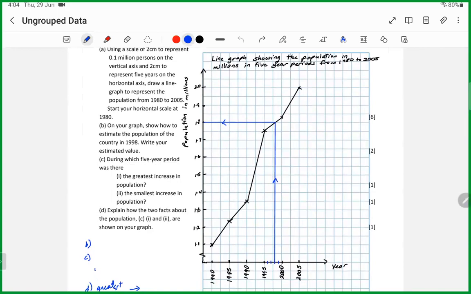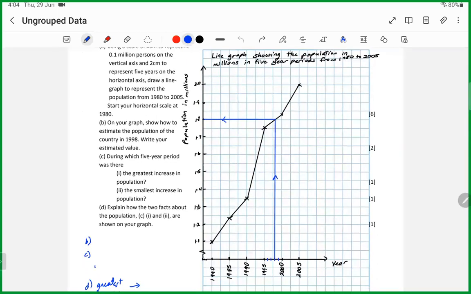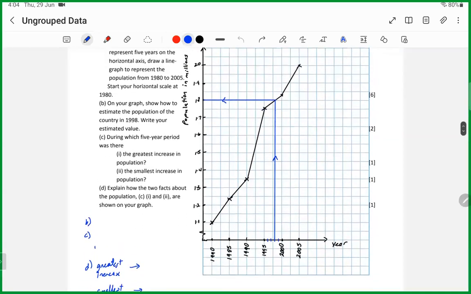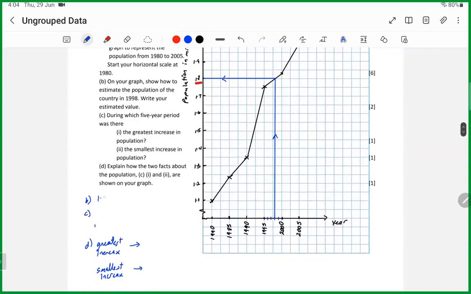Go up to touch, use a dotted line. I use a solid line, but you should use a dotted line, right? Use your ruler, of course. Go up to touch the line graph and then go across. You might not get exactly what I have, but it will be something close. So the answer, when you go up and across, is 1.8 million. Right, that's the population in 1998. This is 1998 there.